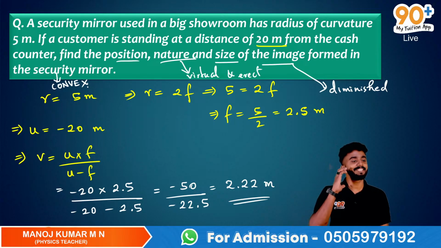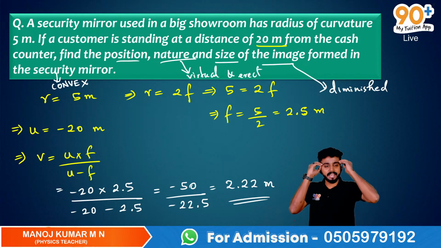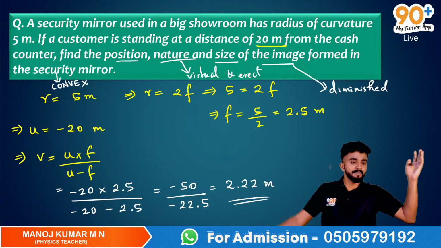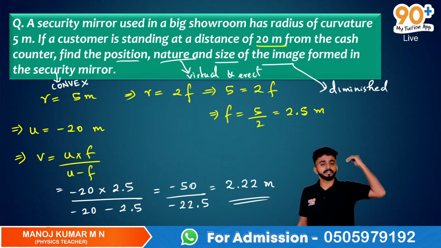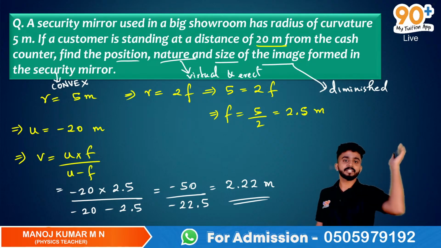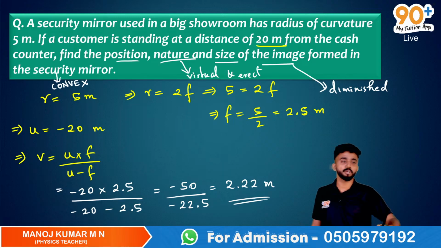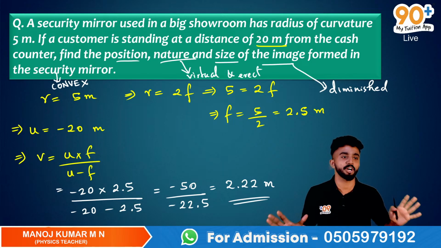Once you get the concept, once you're on track, from this one single word, security mirror, this convex concept should come into your mind. If it's given as a dentist mirror, the concave mirror concept should come to your mind. If it's a rear view mirror, you should think about a convex mirror. If it's a security mirror, a convex mirror should come to your mind. So that will help you for sure.